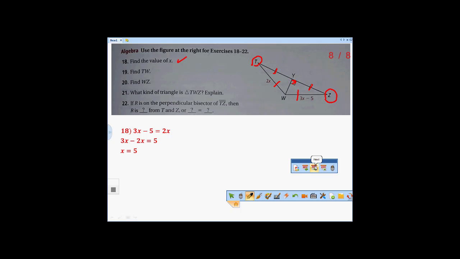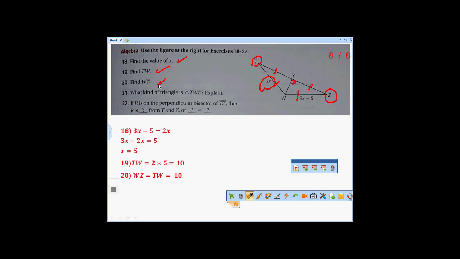I want to find the length of TW. We know that TW is equal to 2x. So I have x equal to 5, then 2 multiplied by 5 will be 10. So I find the length of TW. The length of WZ is the same because they are equal. I can write directly that it is equal to 10. If you want to verify your answer, make a substitution here by using x equals 5, it will be 10 also. So I found the length of WZ.